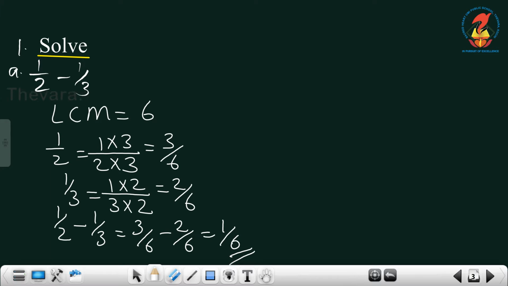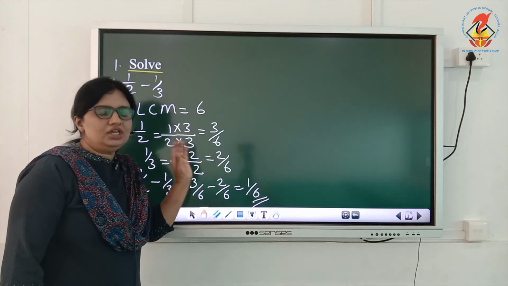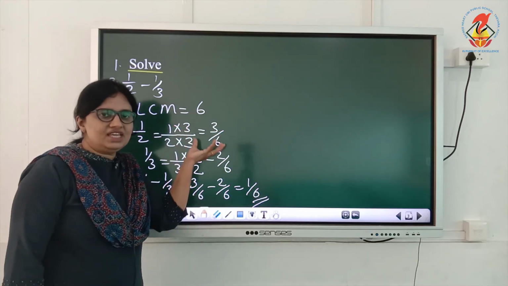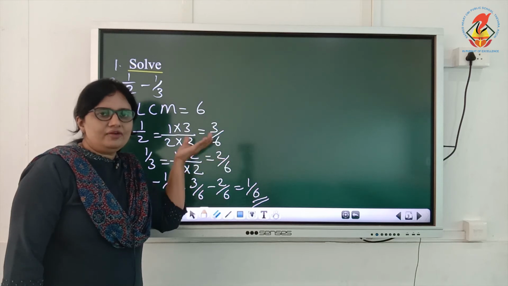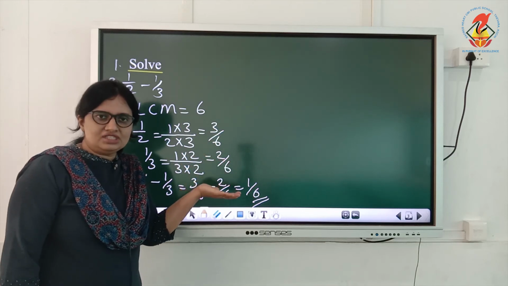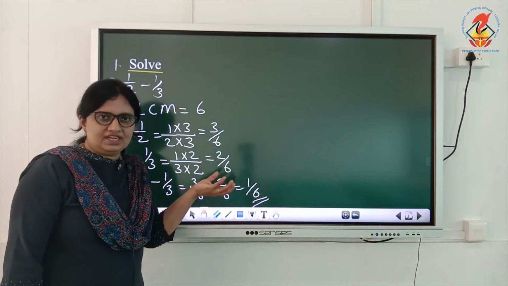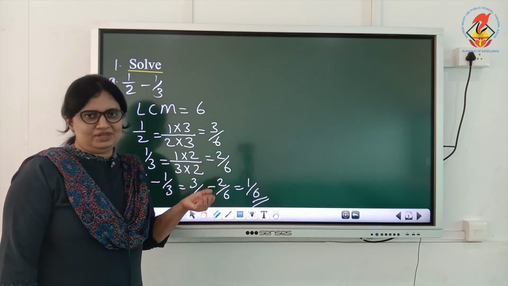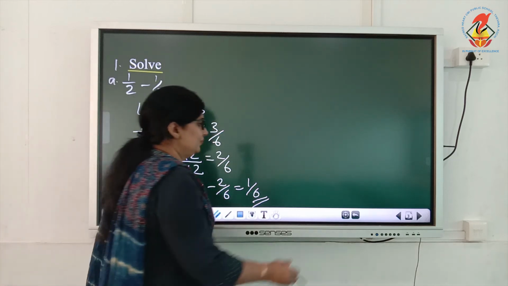Is it clear, children? The same as addition. First we need to find the LCM of both denominators. After that we need to change the denominators to their LCM. Then you will get like fractions. Then you can subtract. That is easy for you.